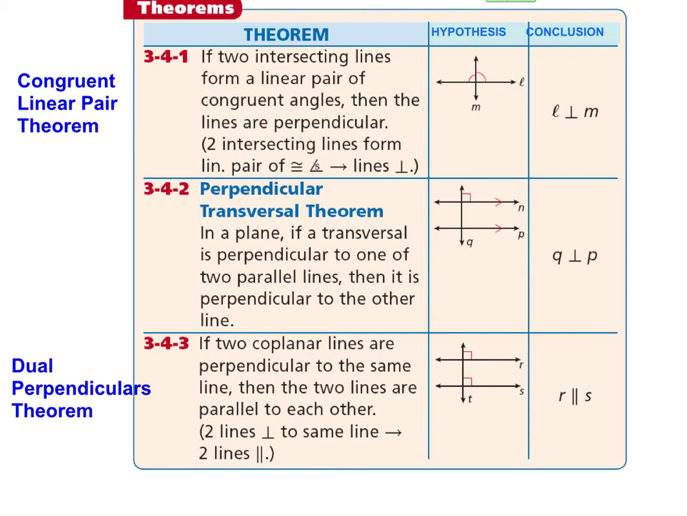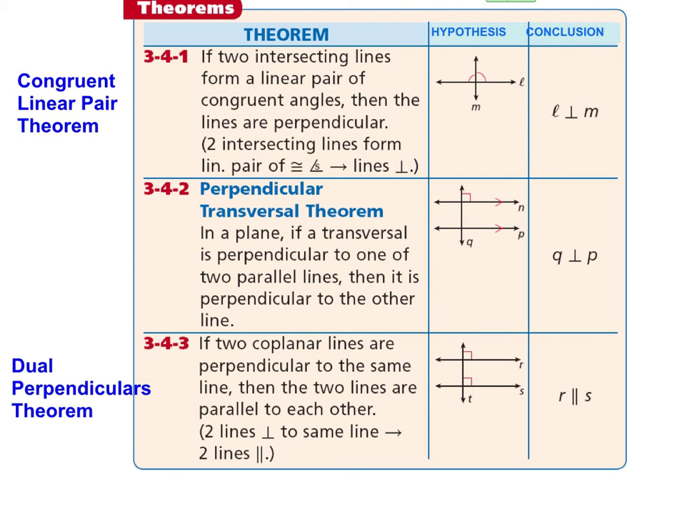Okay, next one, perpendicular transversal theorem. Let's think what this picture is. It says in a plane, so this is all in one flat surface, it's not three-dimensional. If a transversal is perpendicular to one of two parallel lines. So you gotta have a lot for this one. You've gotta have parallel lines. Miguel, are you listening? You've gotta have parallel lines. You've gotta have a transversal perpendicular to one of them.